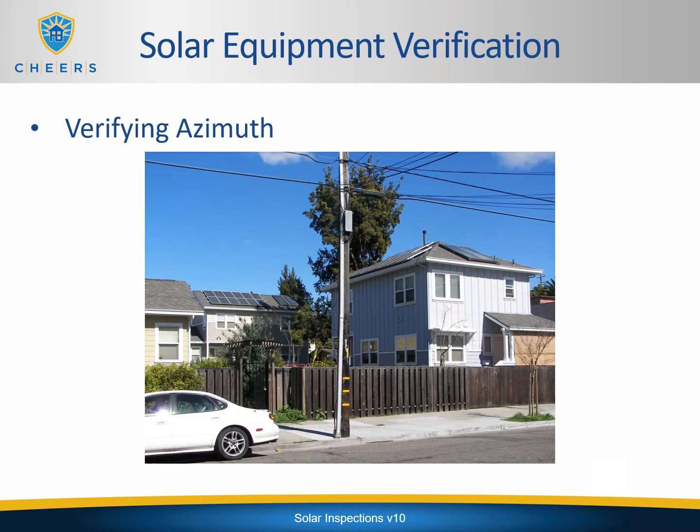In this picture here, we have two homes, each with their own separate PV array. Now we can see that they're facing in different directions, and it appears that the home in the background towards the left has an azimuth in a southerly direction, where the house in the forefront, its solar PV array, appears to be facing in a westerly direction.